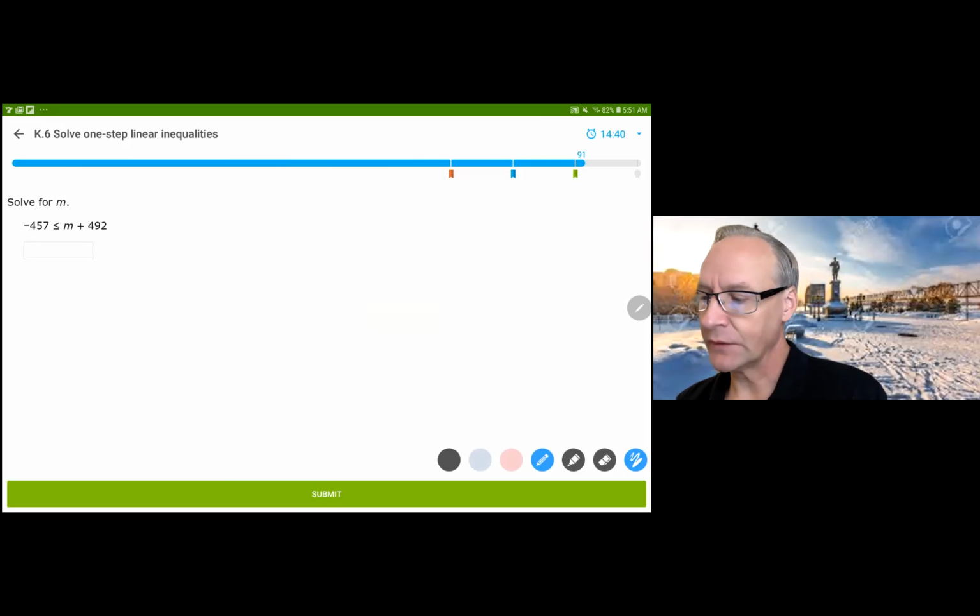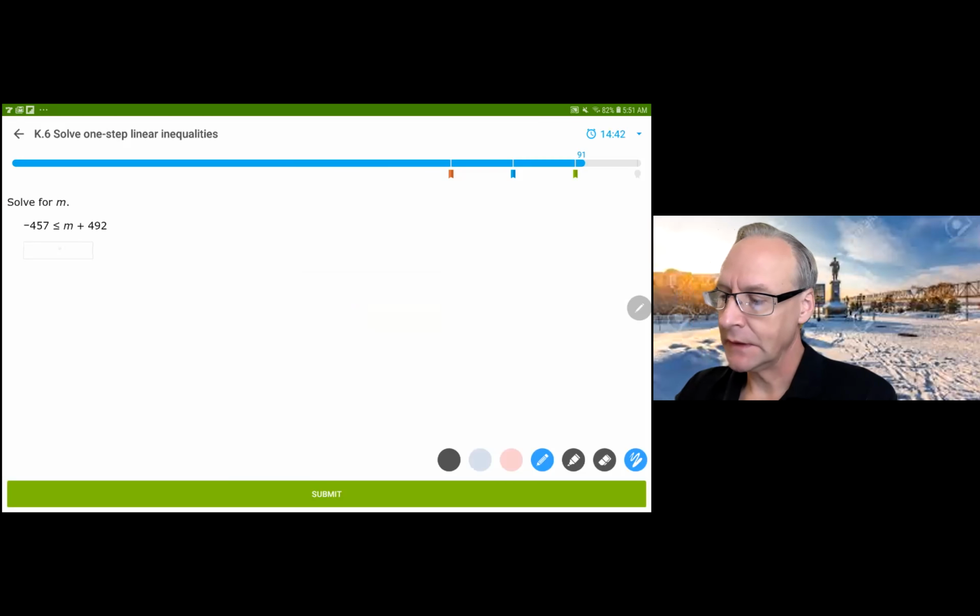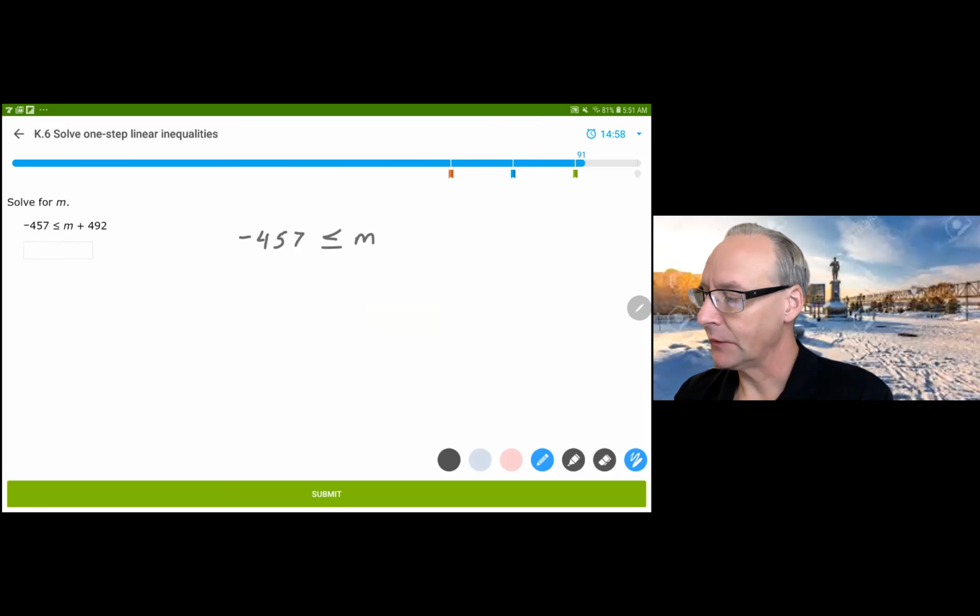I'm going to add 457 to both sides. I'm going to leave the m where it is. Oh, sorry, I'm not going to add 457. I'm going to subtract 492. Let's go ahead and write this out just so that I have them lined up. Now, if I wanted a challenge, I would just do it in my head, but I'm going to go ahead and subtract the 492. Make sure I'm actually using the right number here.